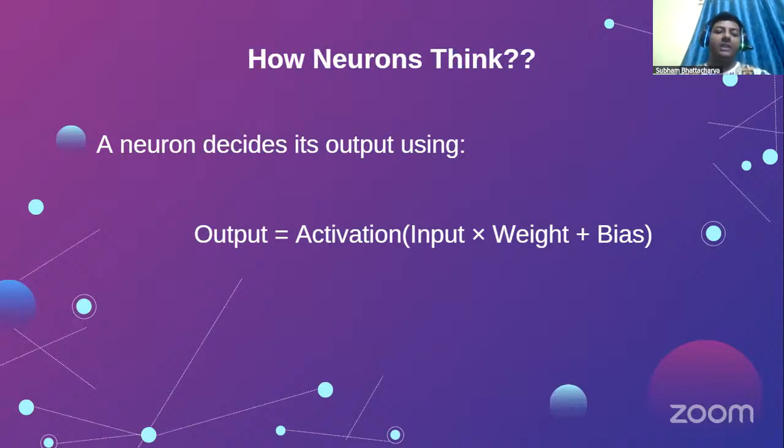So the question is, when we talk about human neurons, they think. So how does an artificial neuron think? The artificial neuron decides the output by this formula: output equals activation of input times weight plus bias. This is the formula. If we use this, we get the output, and from that we can predict a thing.